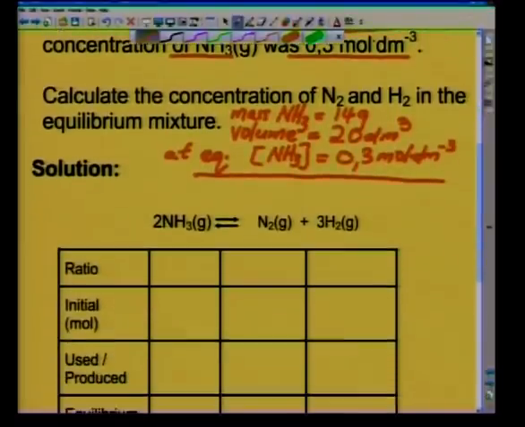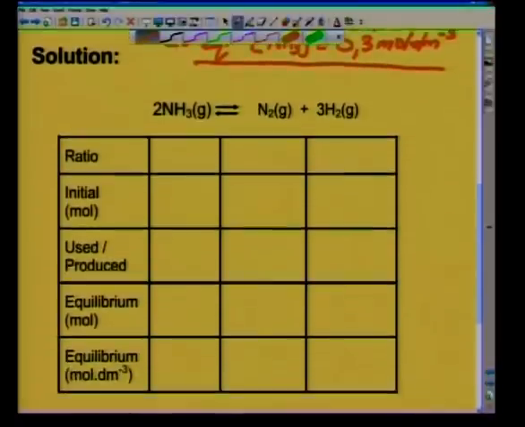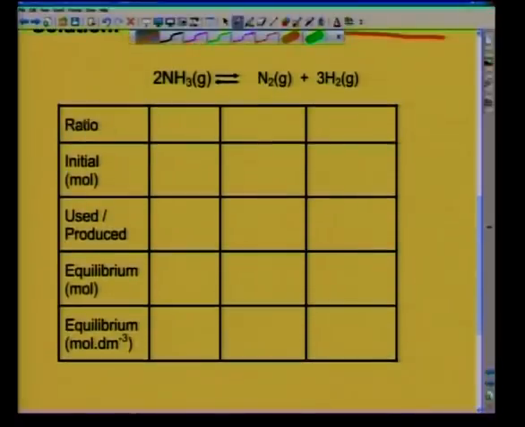Now, let's start by looking at this equation here at equilibrium, and in the table here, we can now work out the molar ratio from the chemical equation. For ammonia, it's 2 there. For nitrogen, it's 1 there. And then for H2, it's 3 there. That's our molar ratio. Now we need to come up with the initial number of moles for each of these.